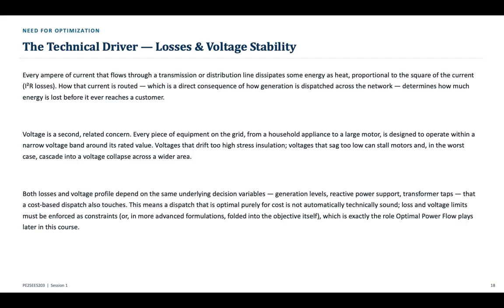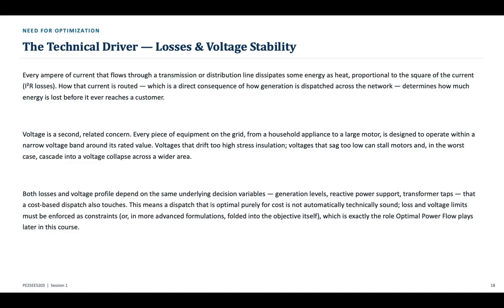The second one is the voltage, which is a related concern. Every piece of equipment on the grid, from a household appliance to a large motor, is designed to operate within a narrow voltage band, right? In India, it is 210 to 220 volts. Voltages that drift too high stress insulation, and voltages that sag too low can stall motors and, in the worst case, cascade into voltage collapse across a wider area.